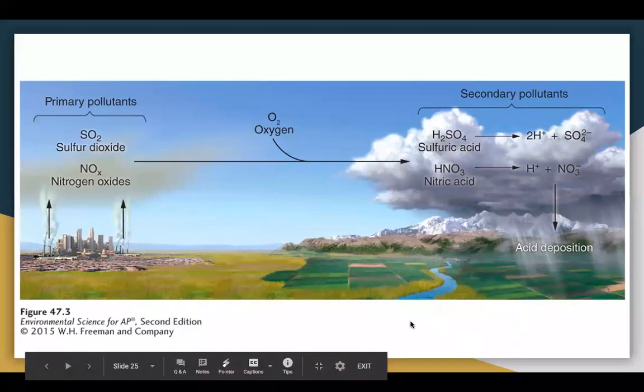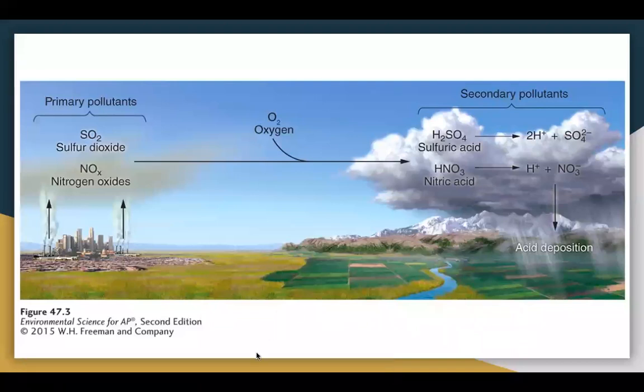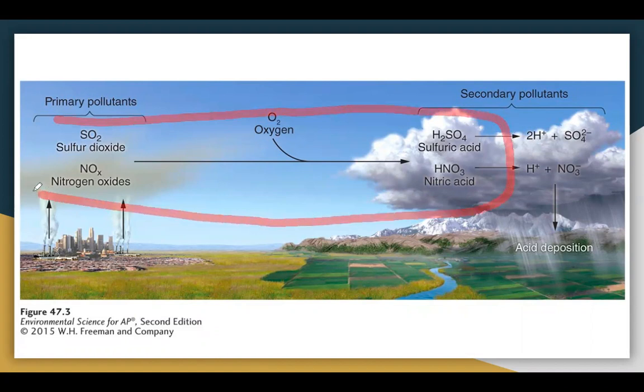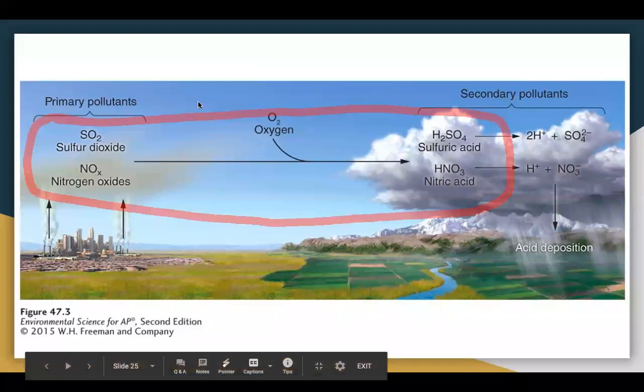I need you to know this. I'm looking for how to change the color. This is what I need you to know: that SO2 reacts with oxygen to create sulfuric acid. NOx plus oxygen is going to create nitric acid. Okay, so this is what we need to know. This is a formula that you need to have committed to memory.